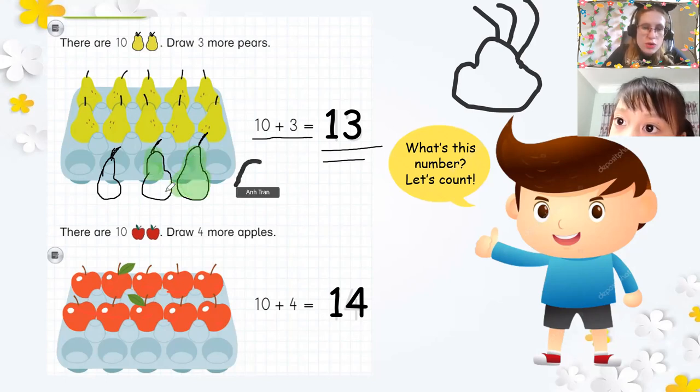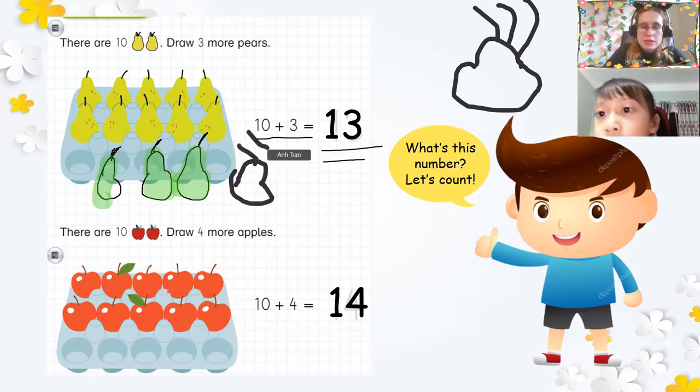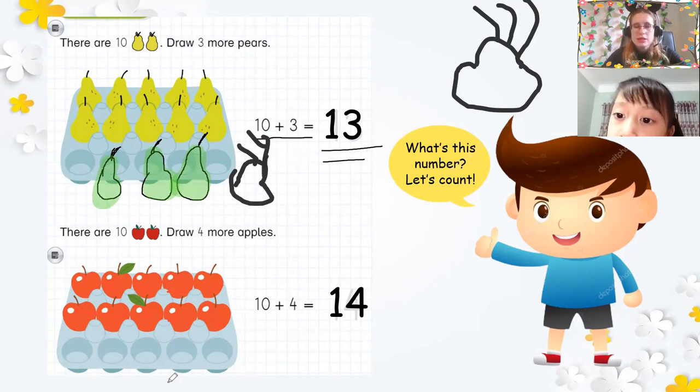Okay, can you draw the 4 tomatoes for us? Oh no, sorry, 4 apples. I need 4 apples here. Because there are 10 apples and we need to draw 4. Draw 4 apples.